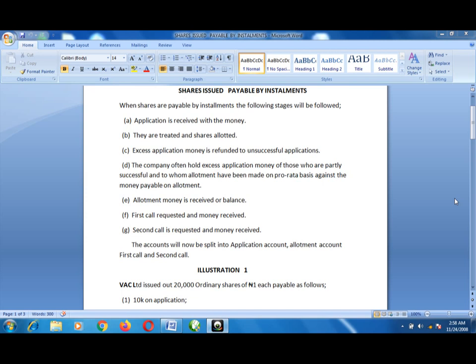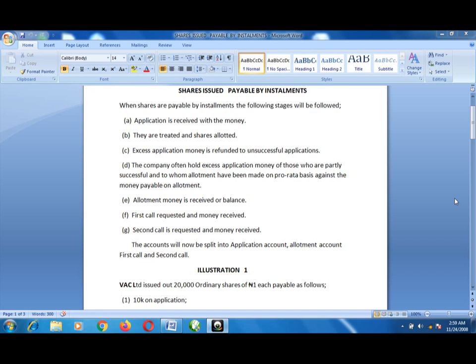Prorata means if the number of shares issued is 20,000 and they receive applications for 30,000 units of shares, what they receive is more than the available number of shares issued. They need to prorata it, that is 2 for 3. If you apply for 3, they give you 2. If it is 2 for 5, if you apply for 5, they will give you 2. And if you apply for 3 units of shares, they will give you 2, or 3 for 5, and so on. That's the meaning of prorata.